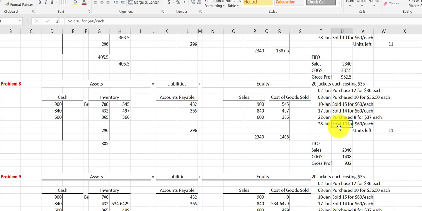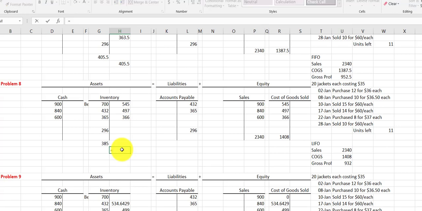Now, when we make this sale, this is why it's so important that you watch the dates. The newest ones are the ones that were just bought on the 22nd. These were not the newest when we sold back here on the 10th and 17th because it hadn't happened yet. But now they are. We sold 10. So we sold these 8 for $37. And then we go all the way back to the jackets that we started with at $35 to sell 2 of those.